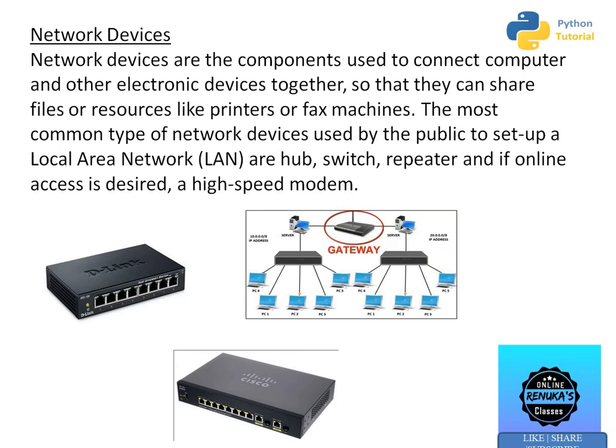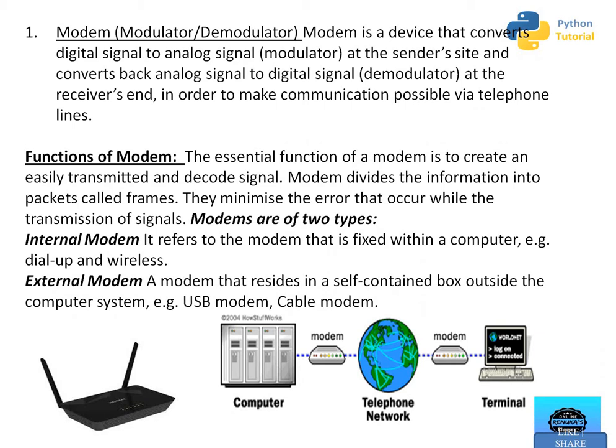These are the components used to connect computers and other electronic devices together so that they can share files or resources. As in our earlier videos we have discussed networks, various types of networks, how a network works and shares devices, resources, files and data. But for the efficient working of these networks, some network devices are required, like switch, hub, repeater. So today we are going to discuss the various network devices and their uses.